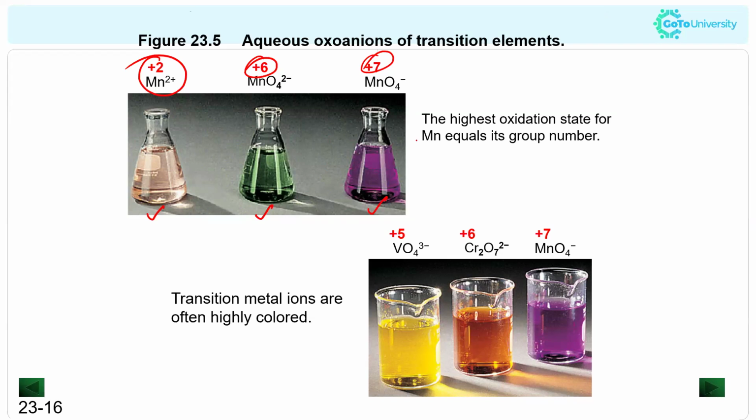Similarly, if you take some other compounds, oxides of vanadium, if vanadium is in plus 5, this is yellow color, plus 6, orange color, plus 7, purple color. So the transition metals can show different colors based on the oxidation state. So write down the colors and the oxidation states as well.